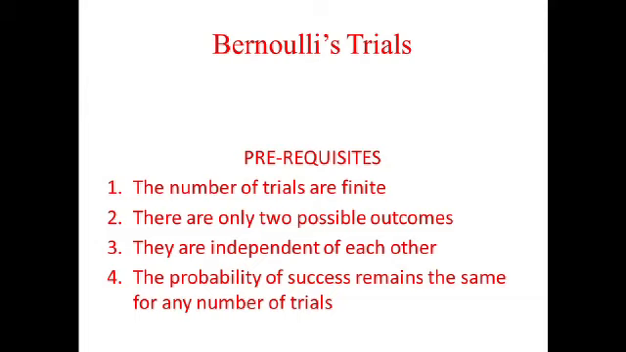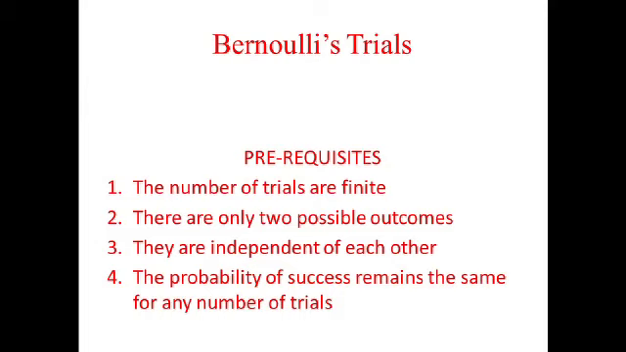Now let's understand the meaning of the first condition. The number of trials is finite. For example, throwing a coin once, or throwing a coin twice, or throwing a coin thrice. So you can count the trials. Second condition, only 2 possible outcomes. When you throw a coin, you either get a head or a tail. When you solve a true or false question, you either have a true or a false statement.